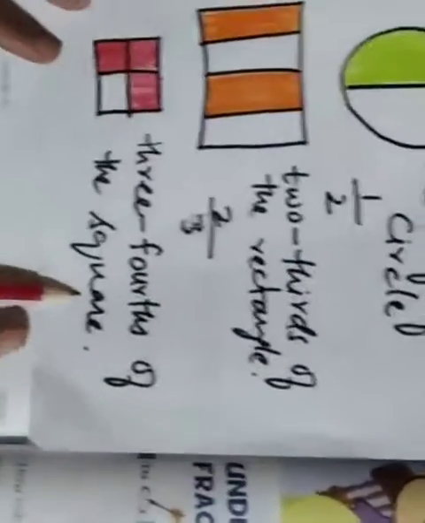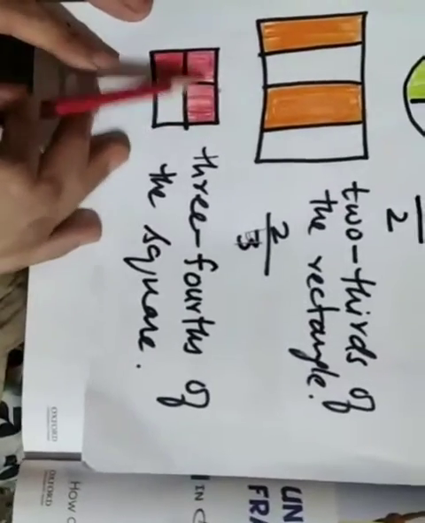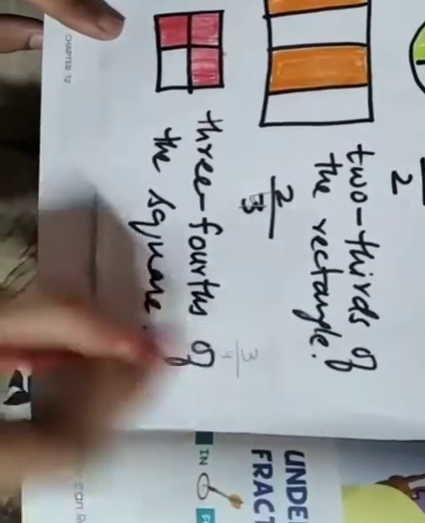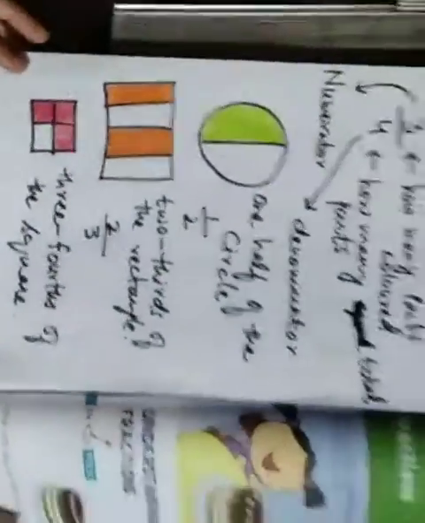3/4 of the square. 3/4 of the square means again, how many parts are colored? 3 parts are colored and total parts are 4. Alright. In this way you can say the fractions are converted into colored and total number of parts.